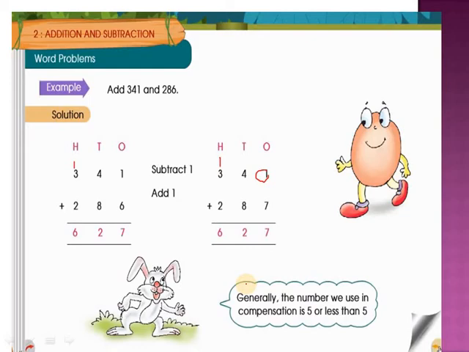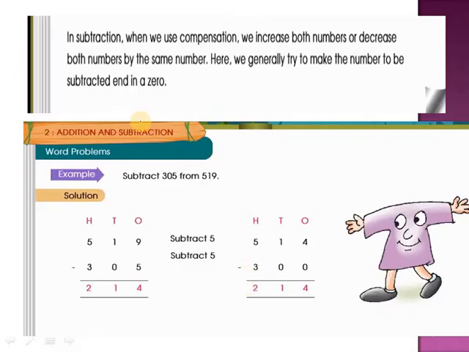Okay children? Yes. In subtraction, when we use compensation, we increase both the numbers. In subtraction, what will we do? We increase both the numbers or decrease both the numbers by the same number. Here we generally try to make the number to be subtracted end in a 0. So on solving the examples you will understand. Okay children, here is a word problem.